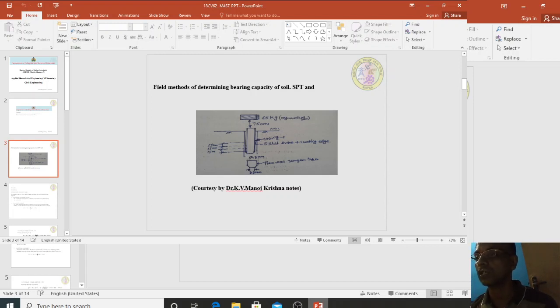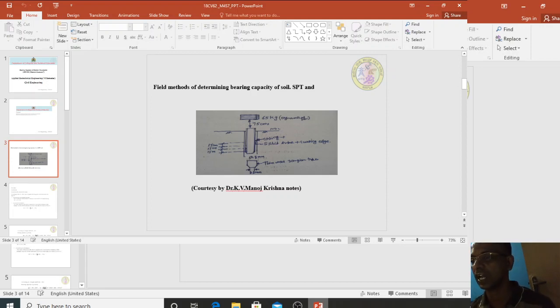First we will see what all the things will be there in the SPT assembly. One is a 65 kg hammer. Strictly speaking, a 63.5 kg hammer will be there, but generally they use a 65 kg hammer, though the code specifies 63.5 kg. In practice a 65 kg hammer is used by taking all the losses into consideration.